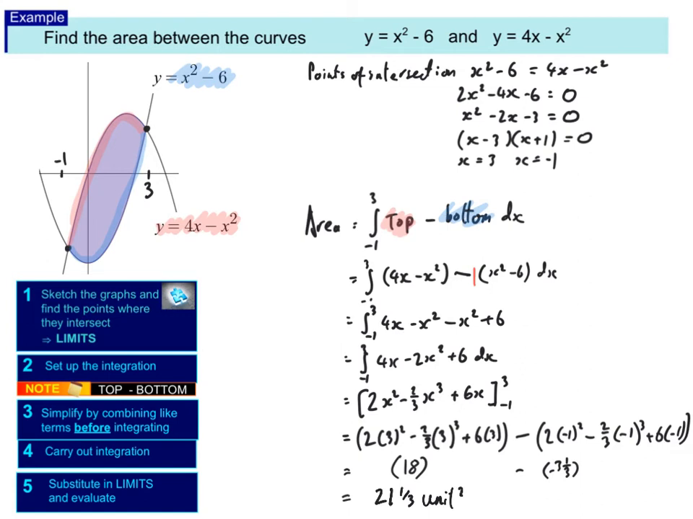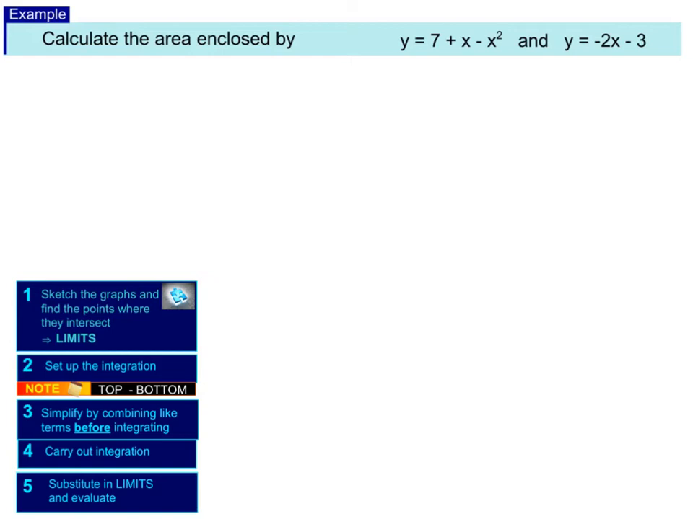square units. Again, I have ended up with a positive area because I correctly had the top minus the bottom at the start here. Right, our third and final one here, calculate the area enclosed by y equals 7 plus x minus x squared, so a quadratic, and y equals negative 2x minus 3.